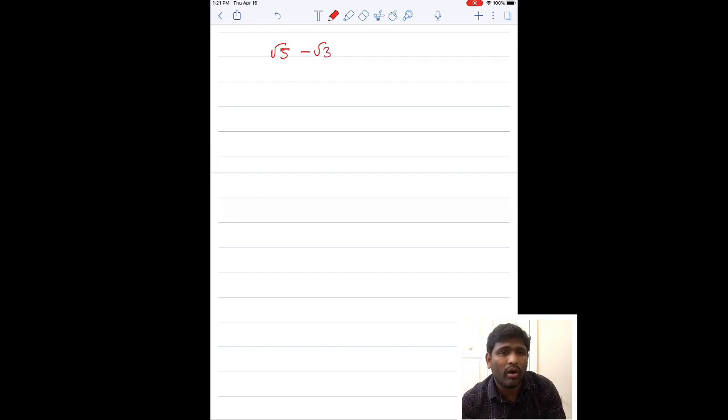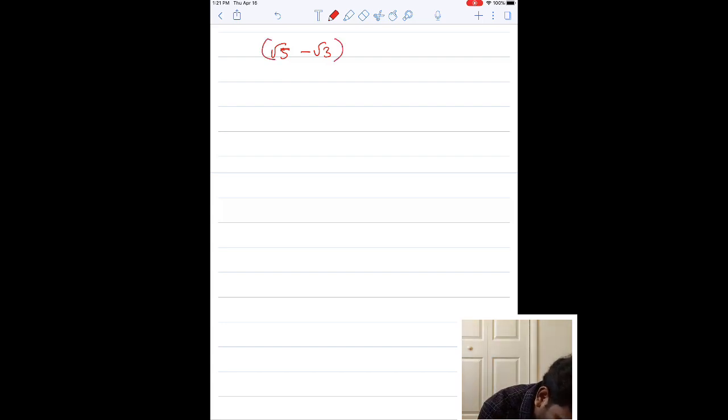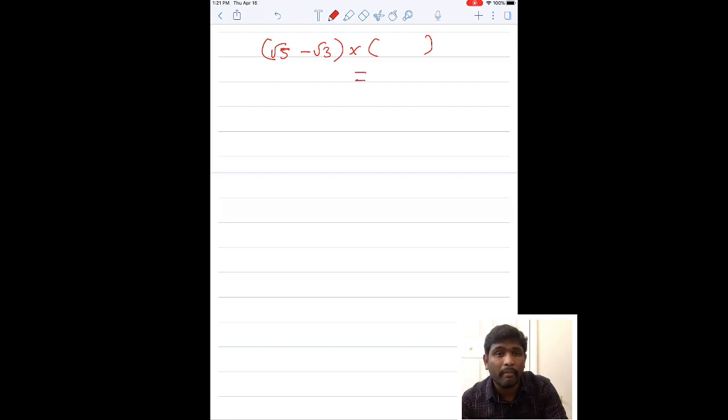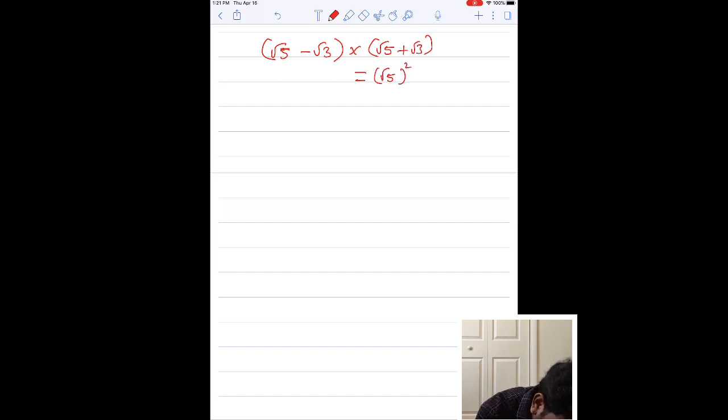This is a quadratic binomial surd. Now, I need to multiply this surd with another surd to get a rational number. What is that other surd? We already discussed that the conjugate surds of simple quadratic surds always give you a rational number. So root 5 minus root 3, when multiplied with root 5 plus root 3, gives you root 5 square minus root 3 square.